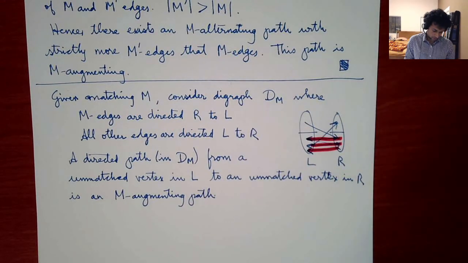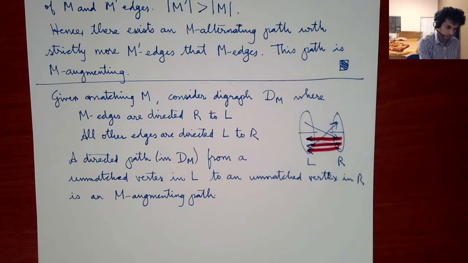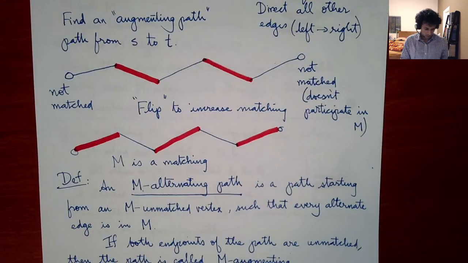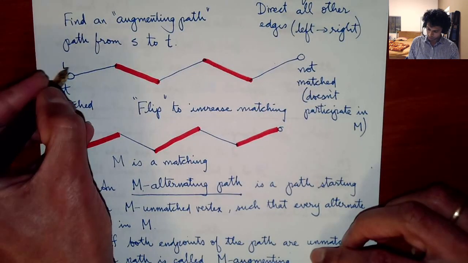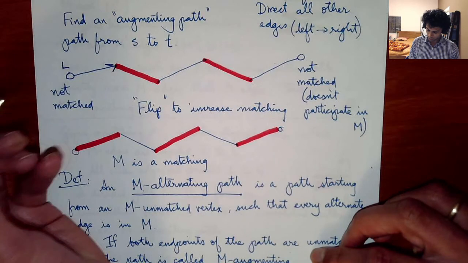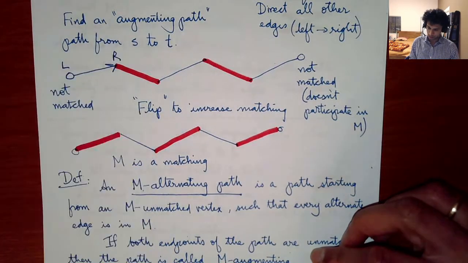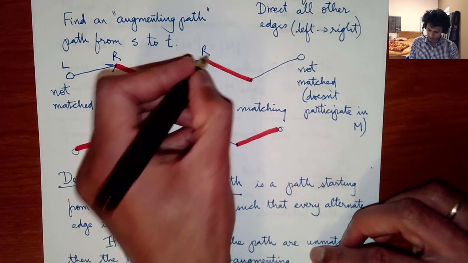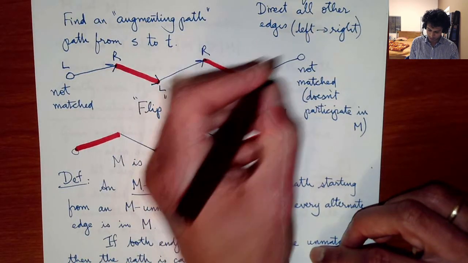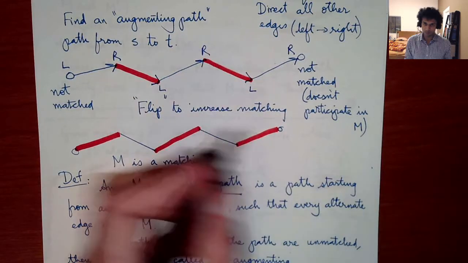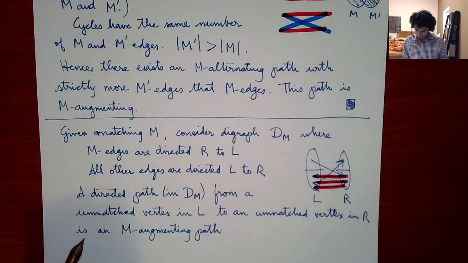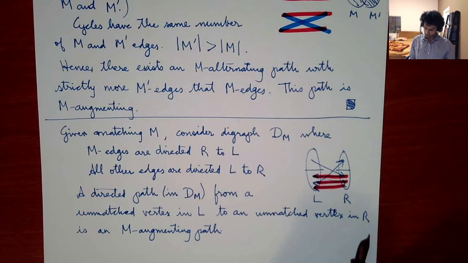Right? And the way to again see that is if you go back to this picture here. Remember that you start with a vertex on the left side. When you go forward, you're going to a vertex on the right side. When you follow the directed path, you're going back to the left side. Then you're going to the right side, then to the left side, and then to the right side. And so what this does is this gives an augmenting path. So any path in this digraph, a path from an unmatched vertex in L to an unmatched vertex in R, is an M augmenting path.